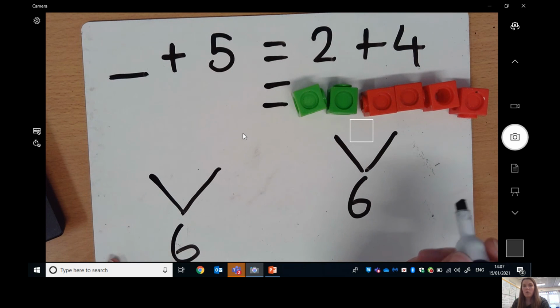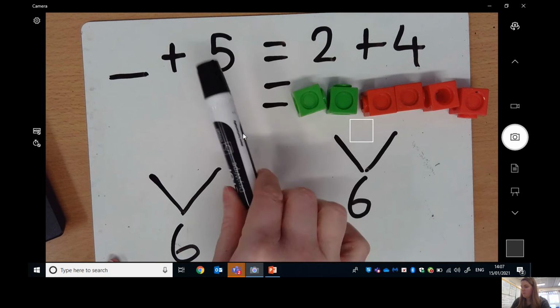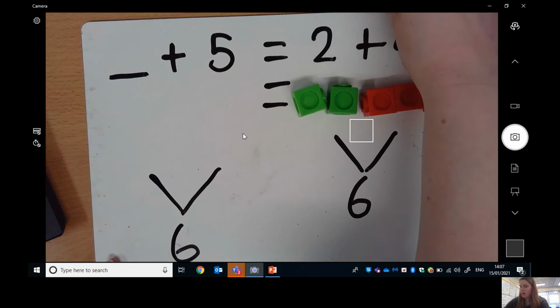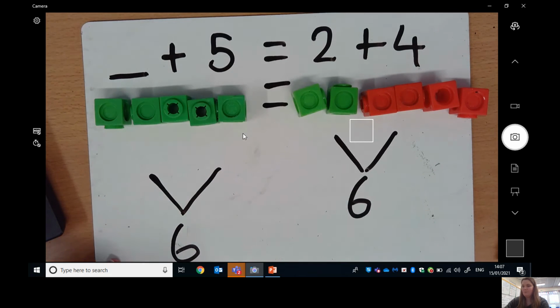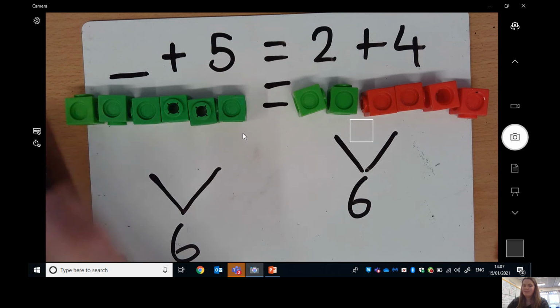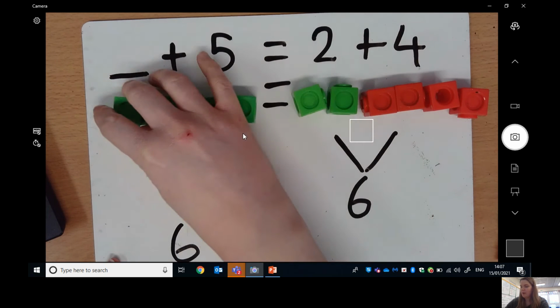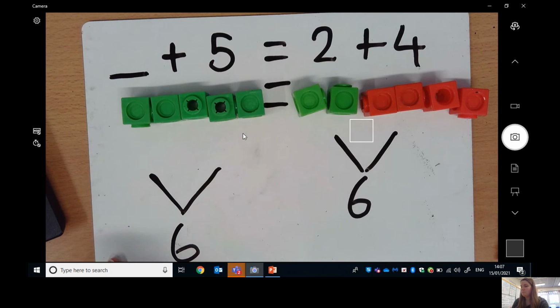Okay. What number can I get now? I can get my 5. Fantastic. So I'm going to get my 5. That's not 5. Oh, silly, I need to do careful counting. Okay, I've got my 5.